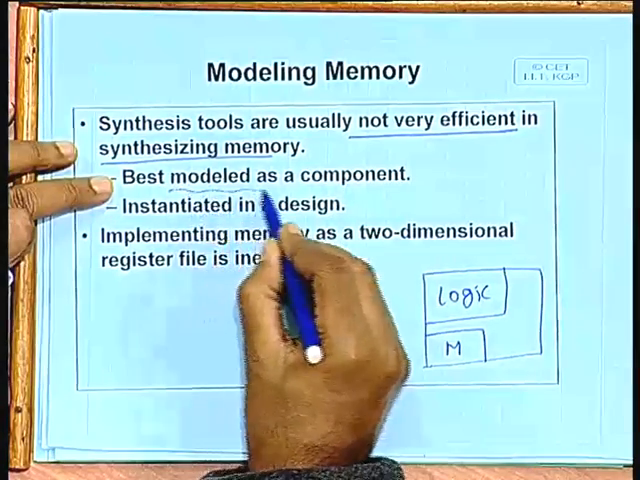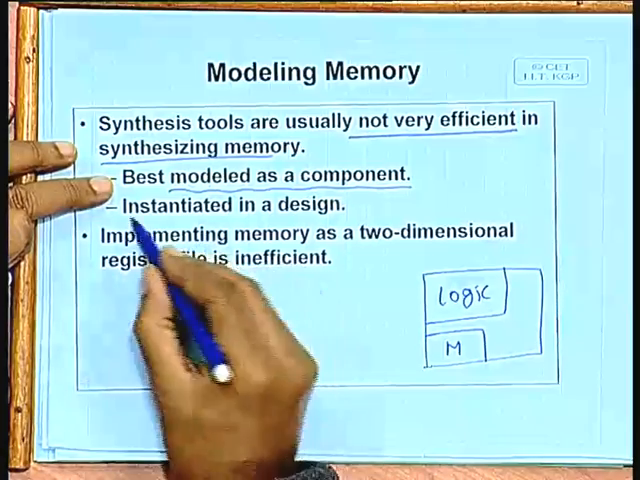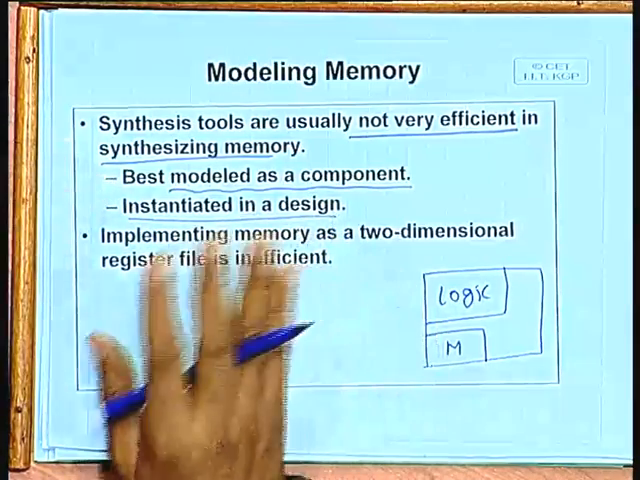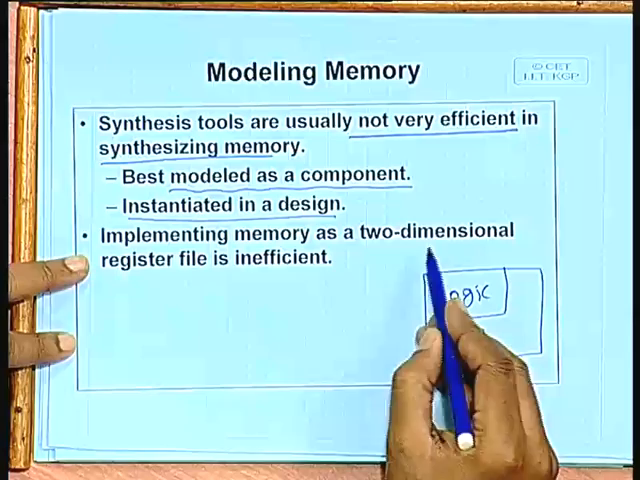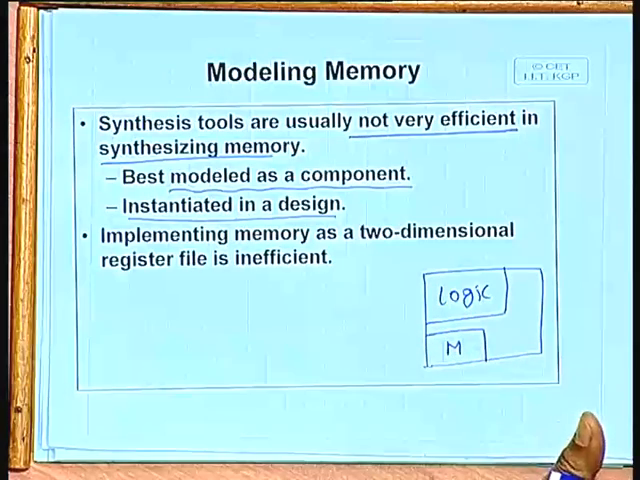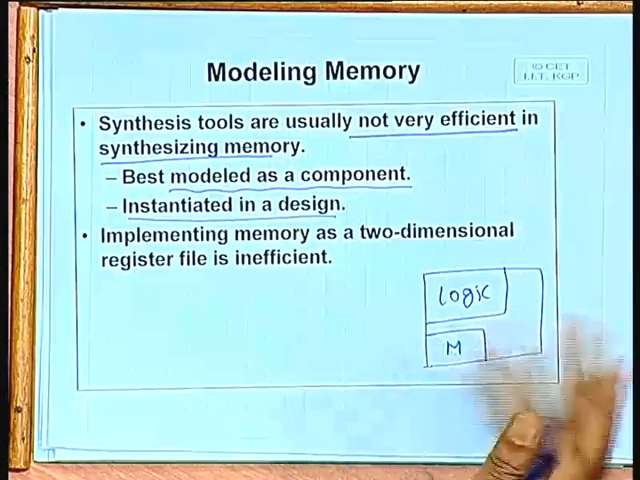The way to use memory in your design is to have them available as components in the library, and in your design you can instantiate them as a component. If it is not there, you will have to make it with what is available, or you can specify it as an array of registers, but that will be highly inefficient in terms of hardware implementation. So you can implement memory as a 2-dimensional register file, it will work correctly, but in terms of performance and power consumption it will be very bad, right.